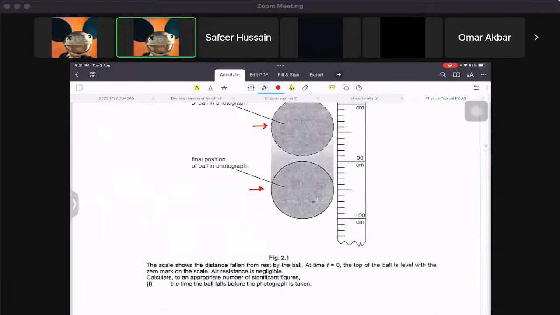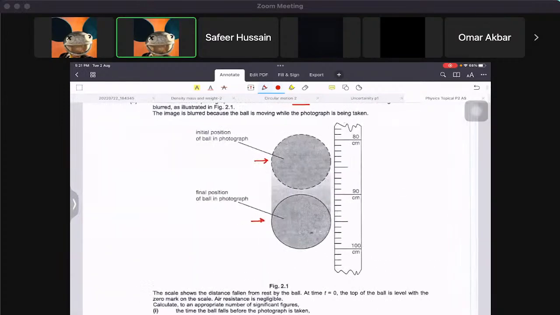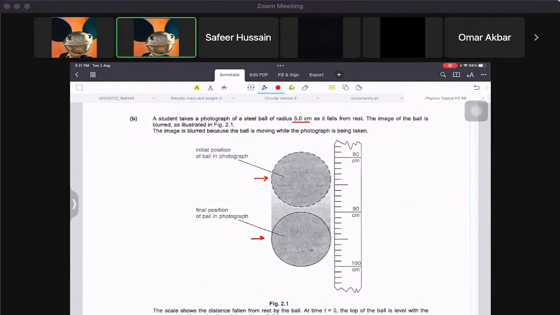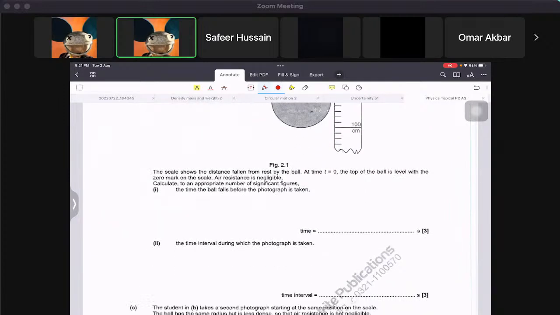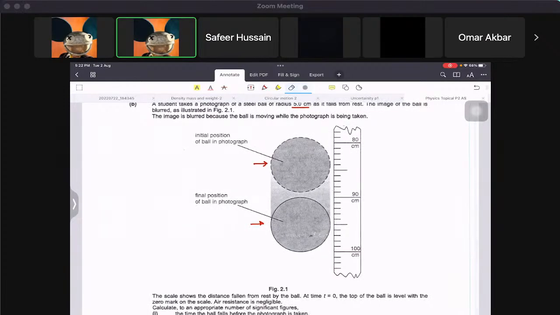You need to understand that they have given you just a section. The scale shows the distance fallen from rest to the top of the ball. So we will only look at the top of the ball because he has taken the reference as the top of the ball, right? This is what I was looking for. Now from the top, I'm going to check what is the distance fallen. So right now on the scale, this is like 79 centimeter. Is it clear, everybody?